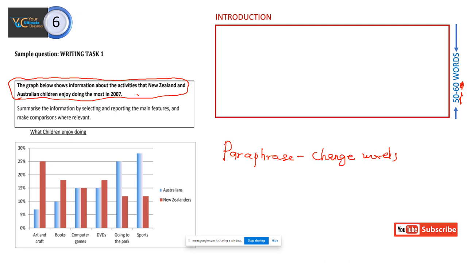So once you try keeping the same words in the question as your introduction, it tells the examiner that you don't have command over the English language. It's like you don't have enough words to express yourself, and that calls for a lower band score. And when you have a lower band score in writing task one, it affects your writing band score, because in the writing test, we have writing task one and task two, and they strike the average of these two and give you the band score.